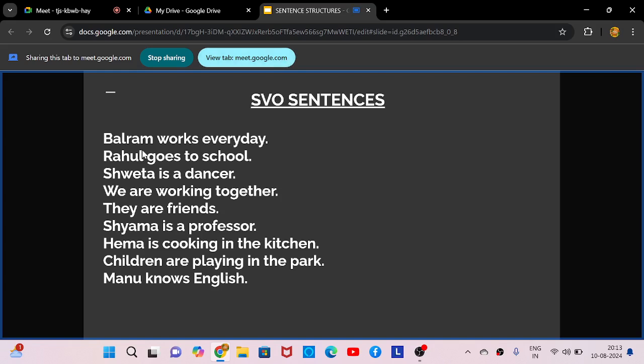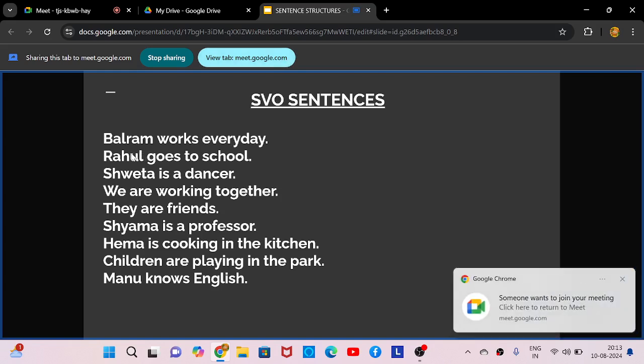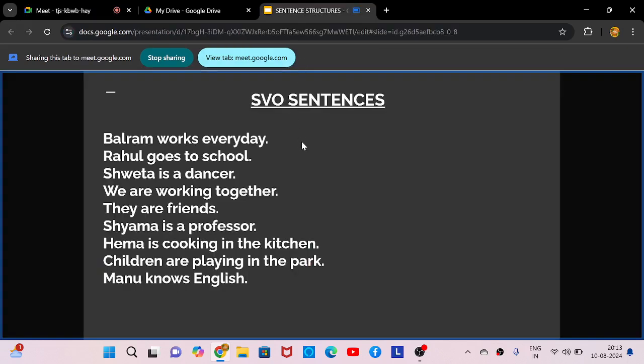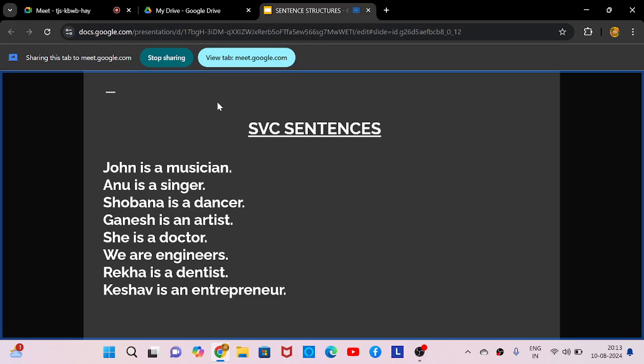Very good. Good. So here you know already you have learned how to identify the subject, verb and object. You are already aware of that. So I am not asking you again. Okay. So now let's move to the next type, SVC sentences. SVC. So S and V we already know, that is subject and verb. C stands for complement. എന്താ പറയാ?